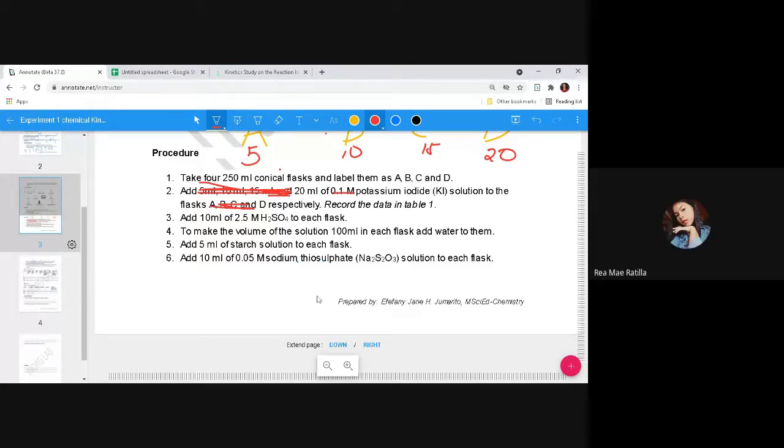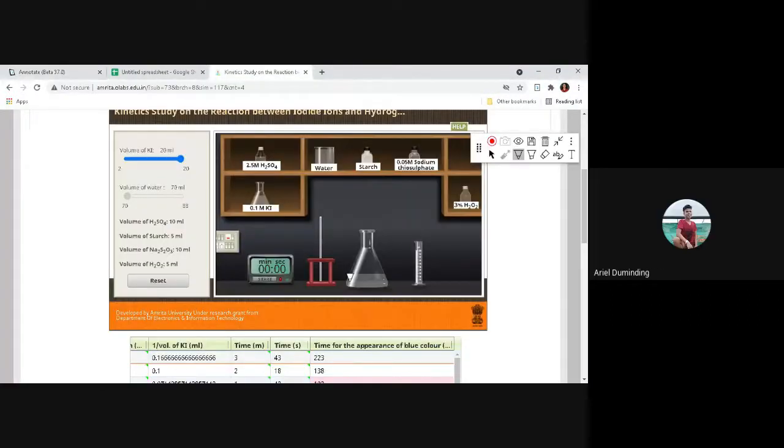Now, procedure 4. To make the volume of the solution 100 ml in each flask, add water to them. Okay, so to make it 100 ml, how much is already in the flask, class? 30. 30 na. Yes, 20 plus 10. Okay, so 70. So we will add 70 ml of water. Okay, so then we pour.